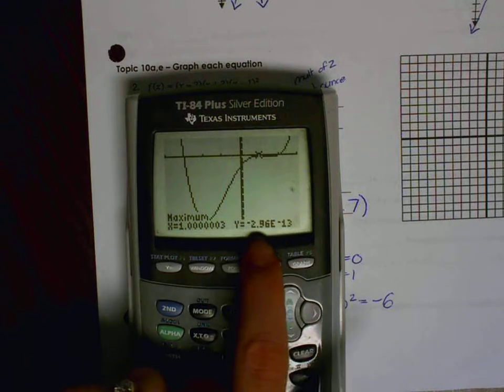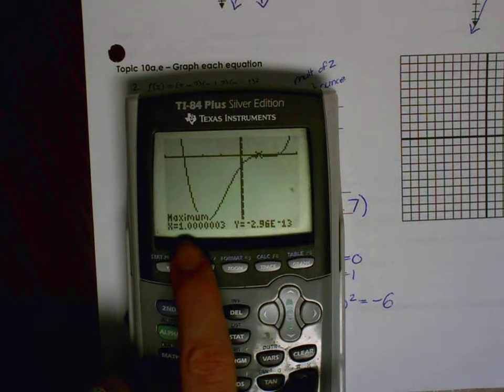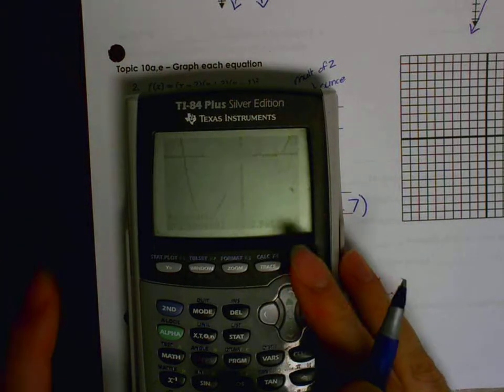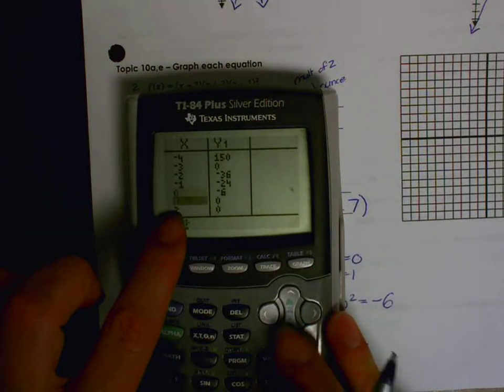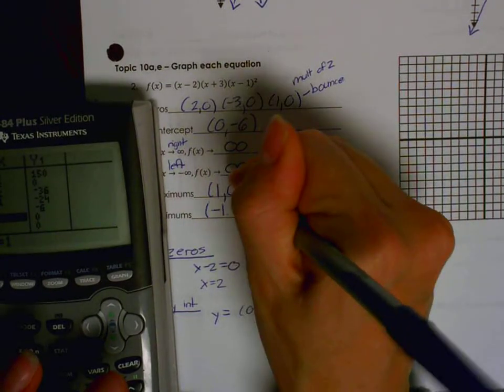And when you see these numbers, -2.96 times 10 to the -13, that is a number that is very small. It is close to 0, and a lot of times it means it actually is 0. So the easiest way to check this is to go to your calculator and see, is 1, 0 a point on this? So go to table. Yeah, 1, 0 is a point. So I'm just going to write 1, 0.